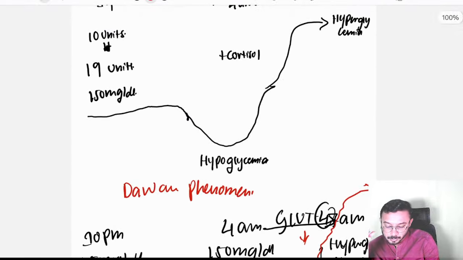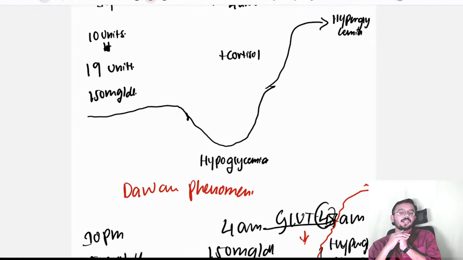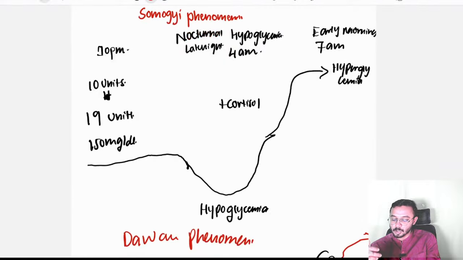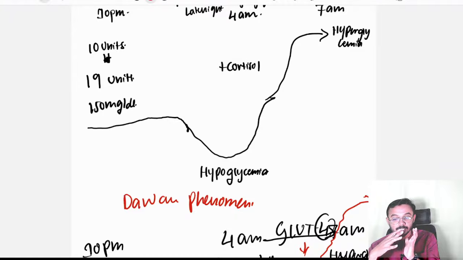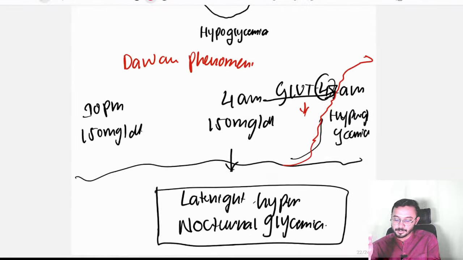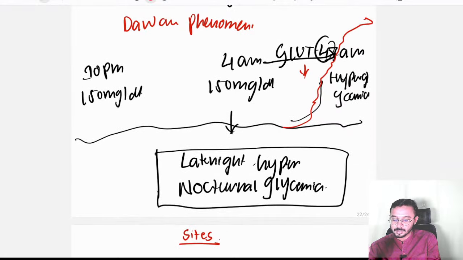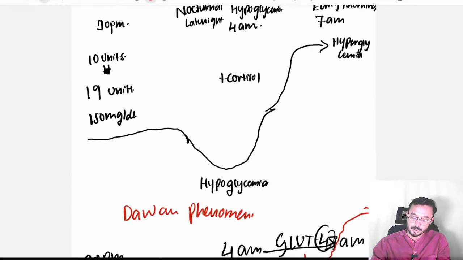If you look at both Somogyi and dawn, you cannot differentiate based on early morning glucose levels, right. You can find hyperglycemia there also, here also, but the problem is the nocturnal, night time variation. Look at the dip here. At night time there is hypoglycemia, that is Somogyi. In the dawn phenomenon there is hyperglycemia. Okay, so how do you treat?